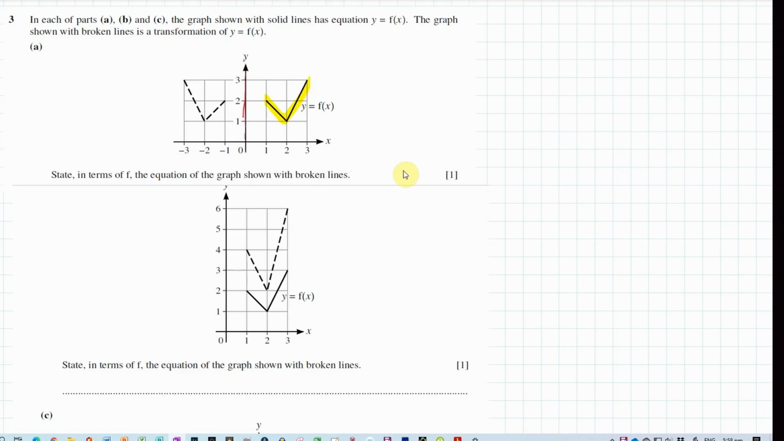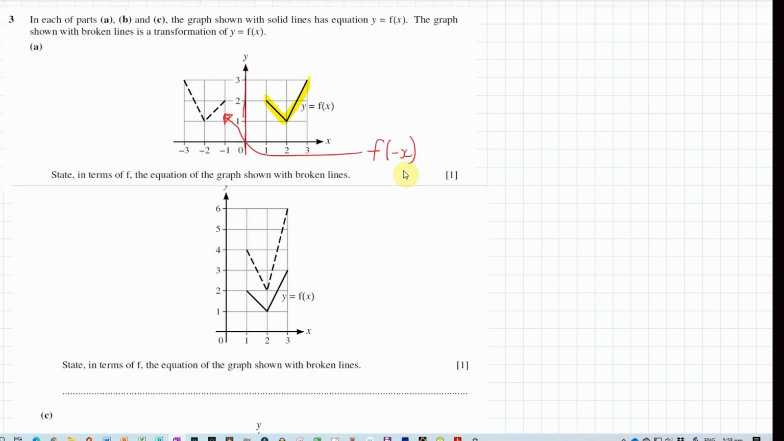Now, what happens when we're reflecting something across the y-axis? Well, in terms of f(x), this is f(-x). Okay, so that is this equation here.